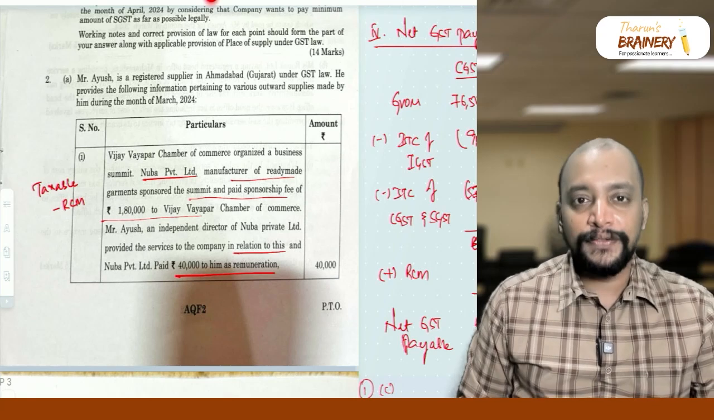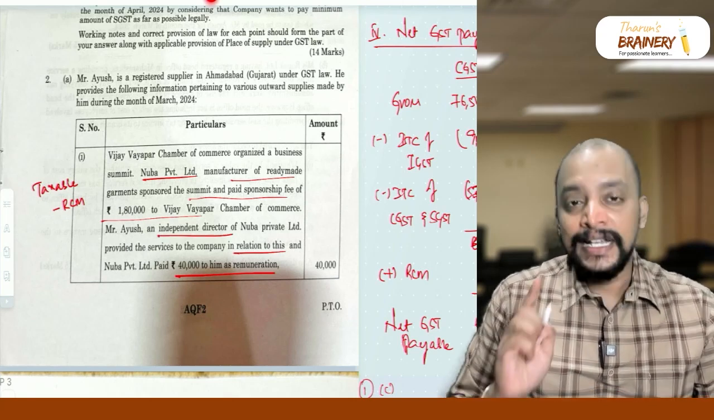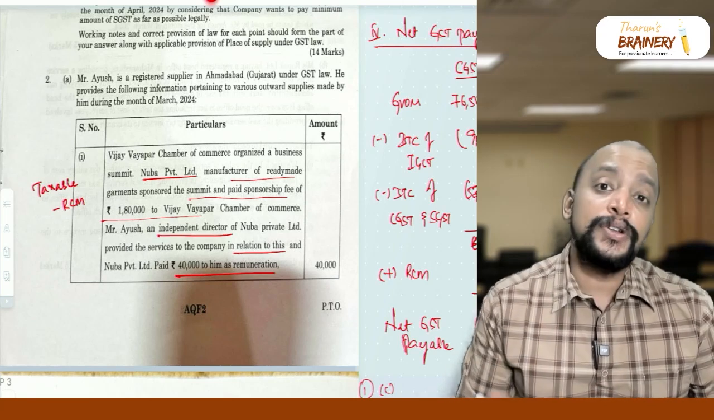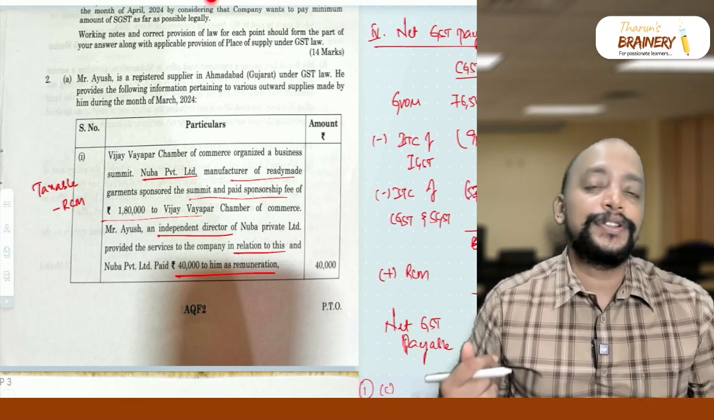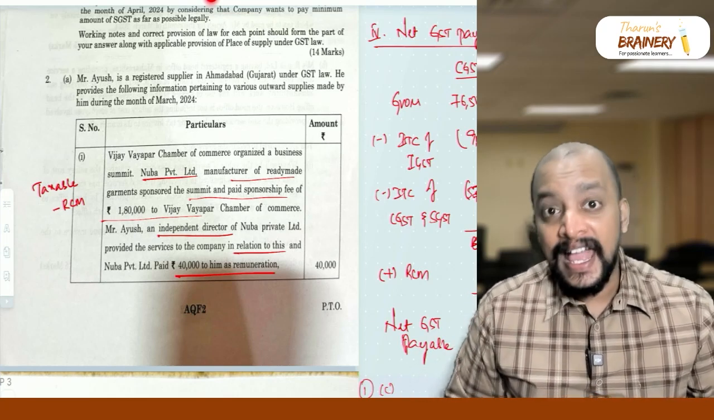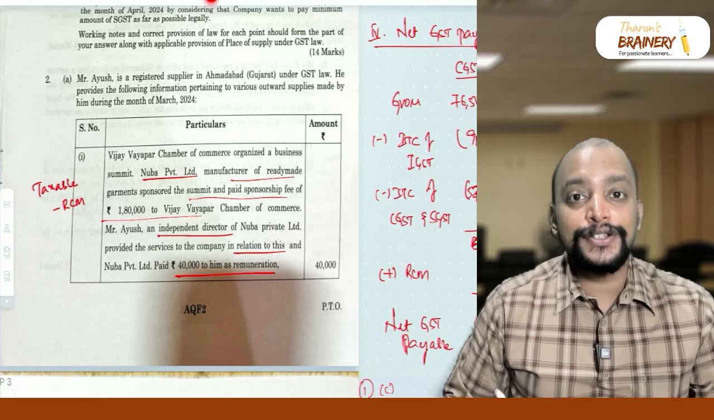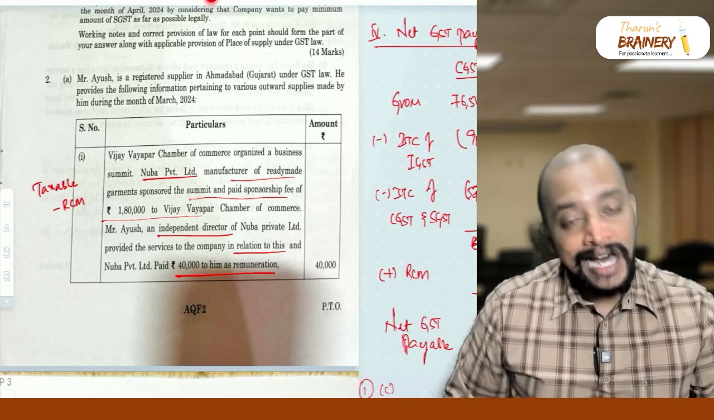Now in this case, what we need to see is that he is an independent director. For an independent director, any remuneration paid will be subject to TDS under 194J. Due to that reason, it will be covered under supply, and it is director services to the company, which will be covered under RCM.